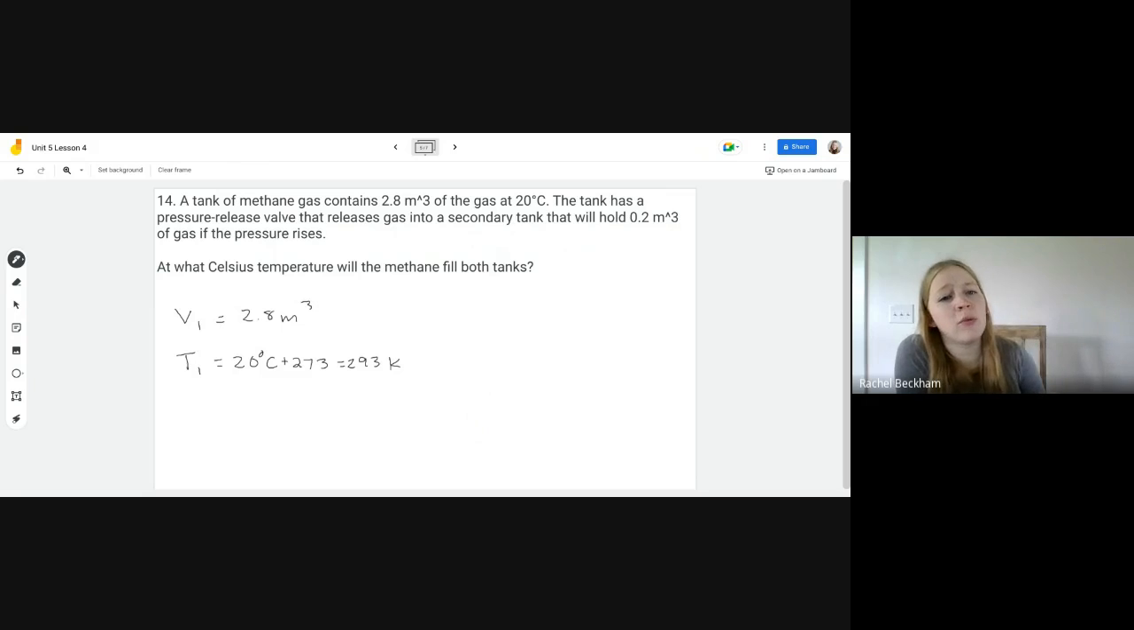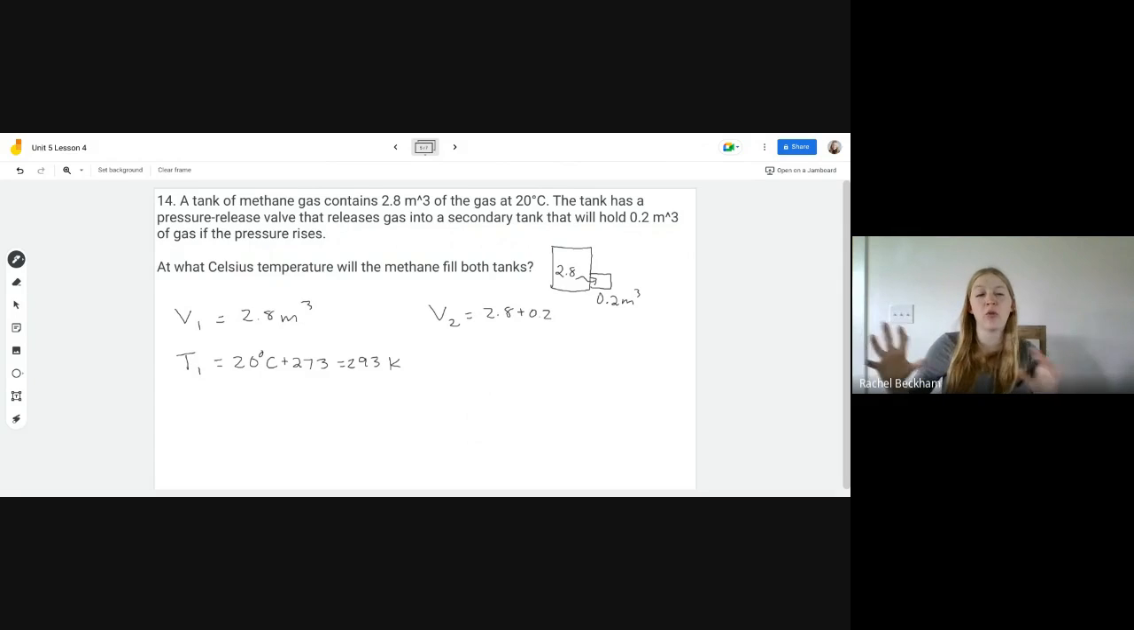The tank has a pressure release valve that releases gas into a secondary tank. So it has like one tank and it's 2.8 meters cubed, right? And then it has another like little tank and it can release and then flow into there. And that tank is 0.2 meters cubed. So my second volume is going to be 2.8 plus 0.2 because it's like adding on a second tank. So this is a situation where instead of saying the new total volume is 3, they're saying, well, we're adding on a little bit more. And they want you to think it through and think, oh, okay, I need to add those two together because there was a pressure release valve. So 3.0 meters cubed.